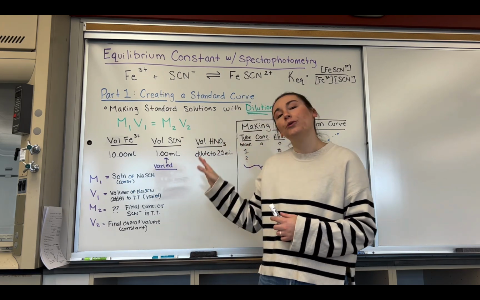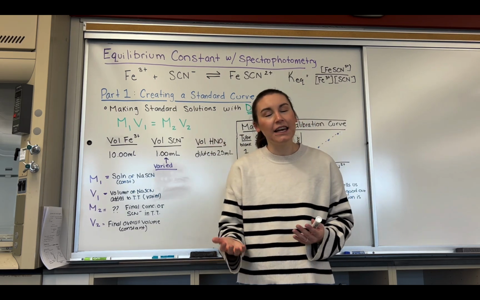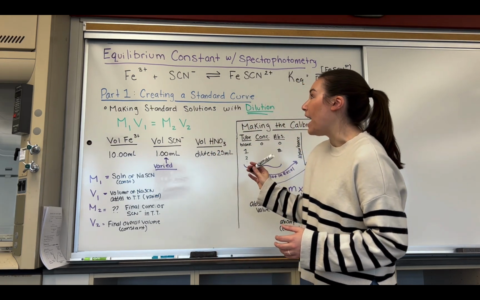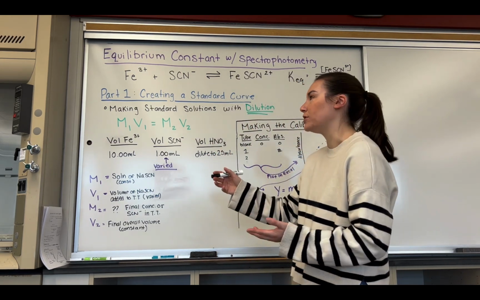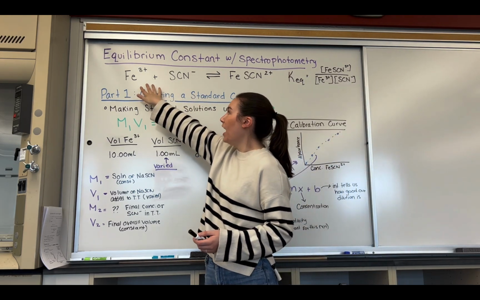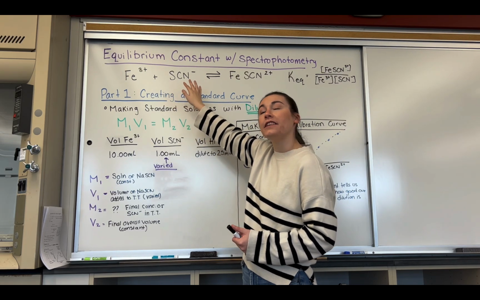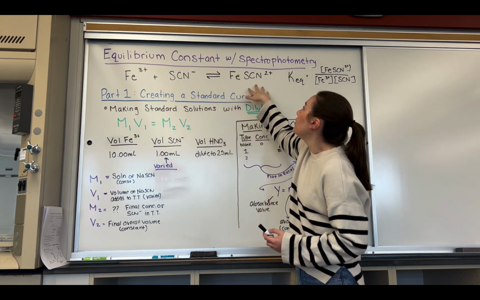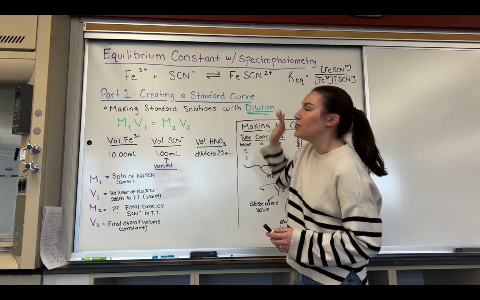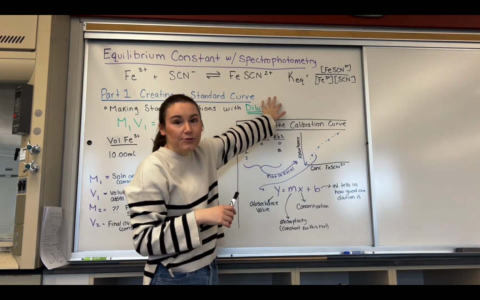So what I'm going to show in this first part of the video is how that data was obtained and what it actually means. In the lab overall, we are looking at the equilibrium reaction between iron 3 ions and thiocyanate, which is SCN, in equilibrium with iron thiocyanate ion.